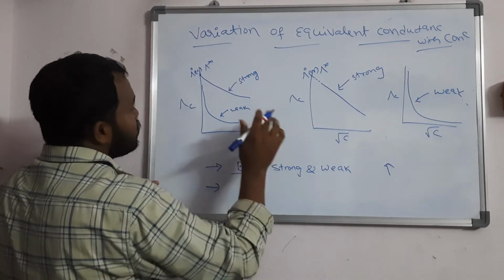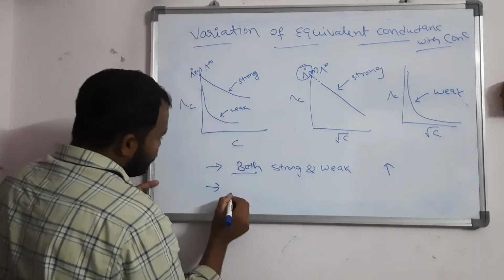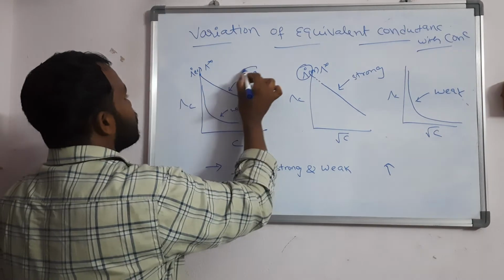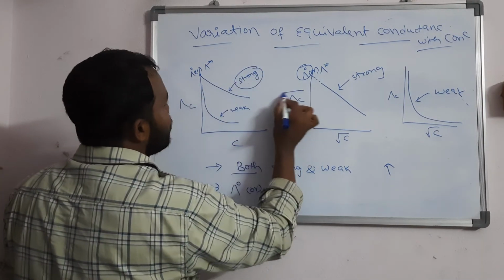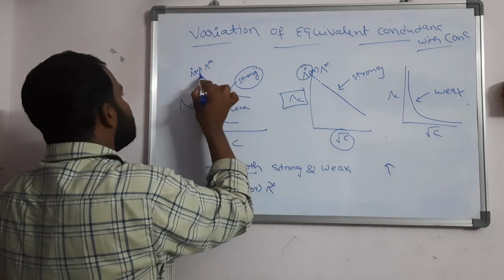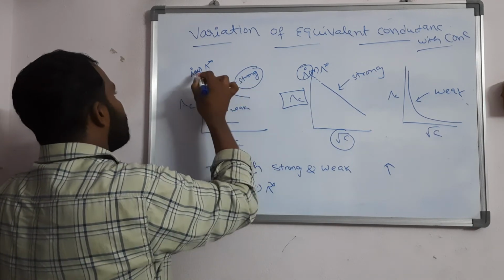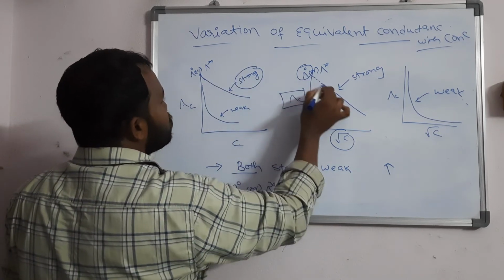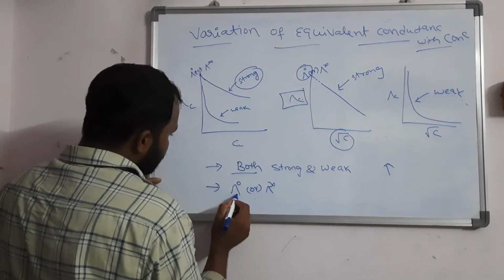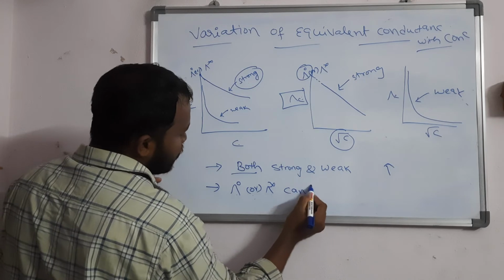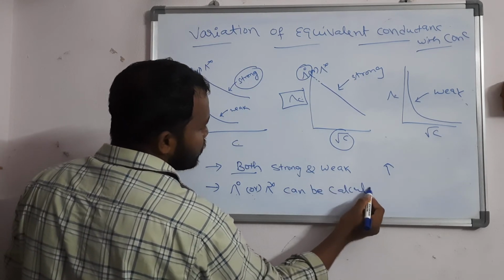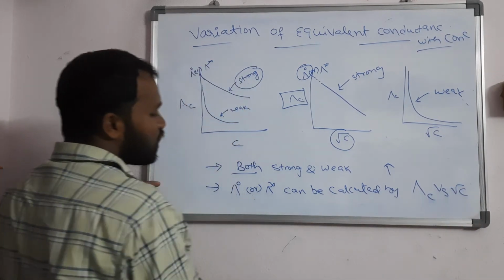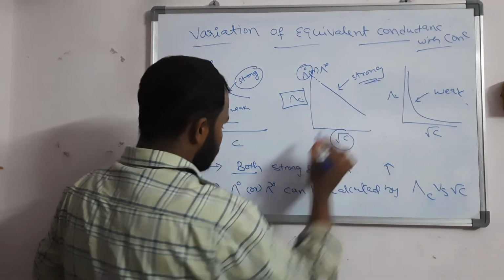So for lambda naught, or lambda 0 or lambda infinity, that can be calculated for a strong electrolyte by plotting the graph between lambda c versus root c. Because this is only lambda c versus c, you will get an approximate graph, that is strong and weak. To find out the lambda 0 or lambda infinity value, we should draw the graph of lambda c versus root c. This is very important. You should write this for strong electrolyte.